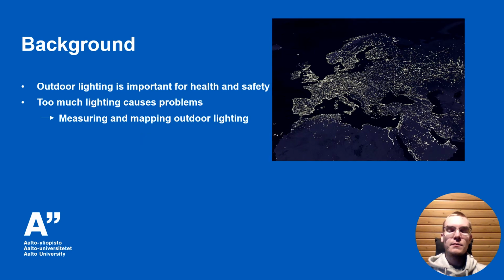But first, a brief motivation why this topic is so important. Outdoor lighting is important for health and well-being of humans and for the safety and feeling of safety in dark conditions. However, too much lighting causes problems for human health, but also for animals, nature, and for sky glow and electricity consumption. For these reasons, it's important to measure and map outdoor lighting to detect areas of excess lighting and poor lighting quality.